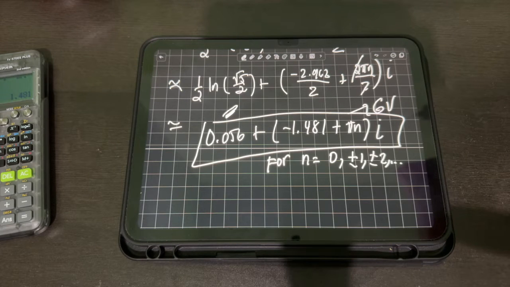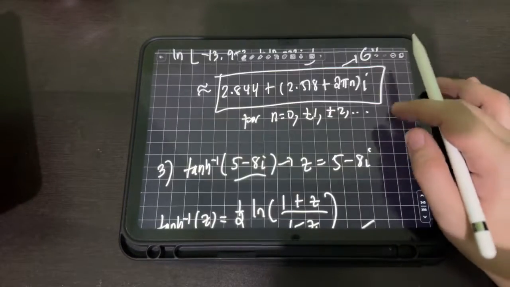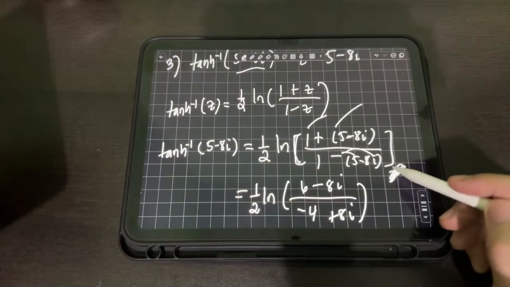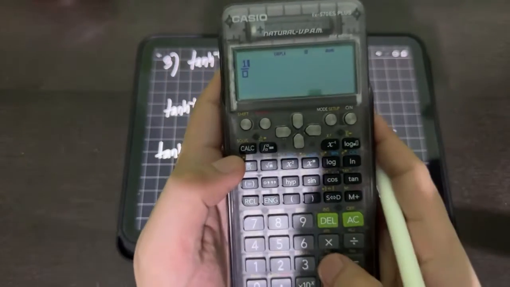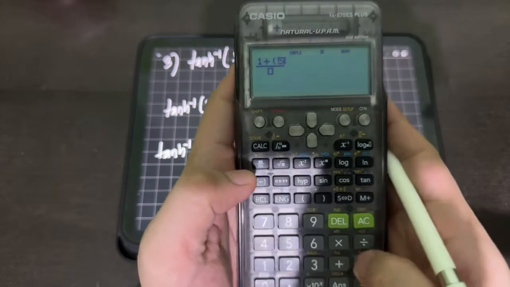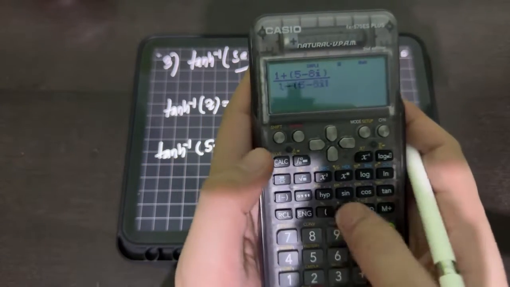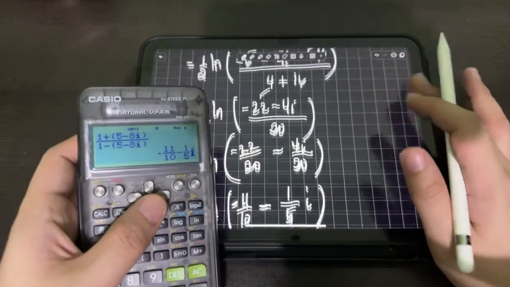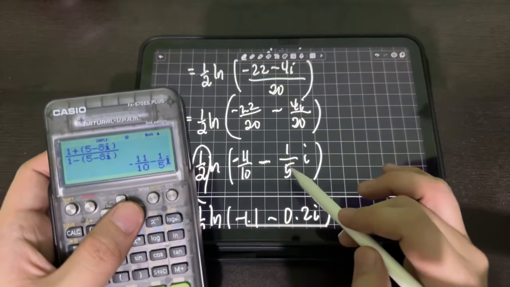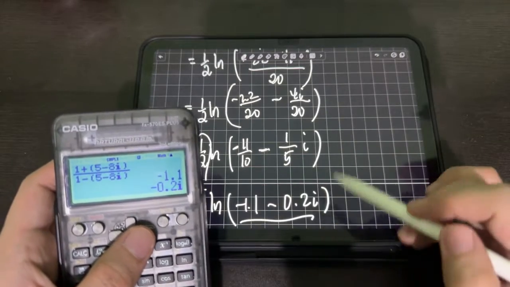Okay. Now you can check using your calculator. So you can start with this expression. Input the expression inside the ln first. So fraction, on the numerator you have 1 plus quantity 5 minus 8i over 1 minus quantity 5 minus 8i, equal. Okay, you will see that we had the same answer for the quotient, right? Negative 11 over 10 minus 1/5 i, or in decimal, negative 1.1 minus 0.2i.